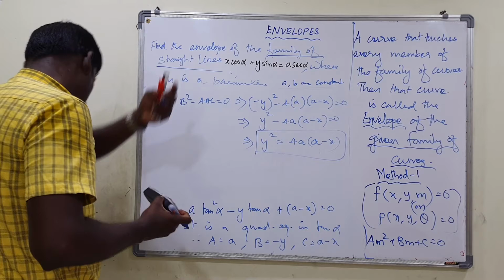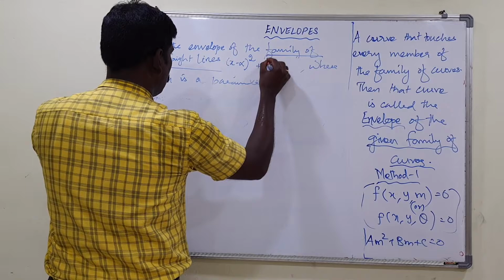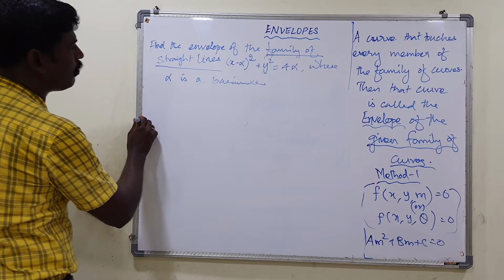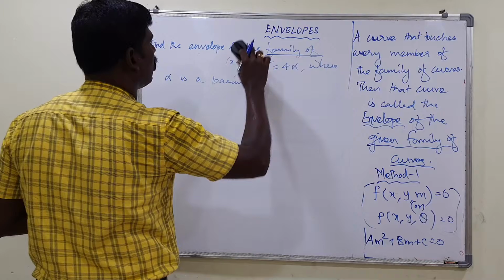That's all. Find the envelope of x minus alpha the whole square plus y square equal to 4 alpha, where alpha is the parameter. How can we do this problem? Now, this is a family of curves, not a straight line. Find the envelope of the family of curves.